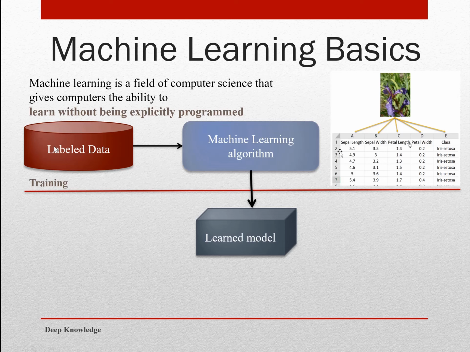Let's say, in the training phase in machine learning, we have labeled data. I'm assuming that we have the iris dataset, which contains four attributes and one class, and each attribute has values. The task of the machine learning algorithm is to build a model from this data, to be able to predict the class of a new input, a new row.